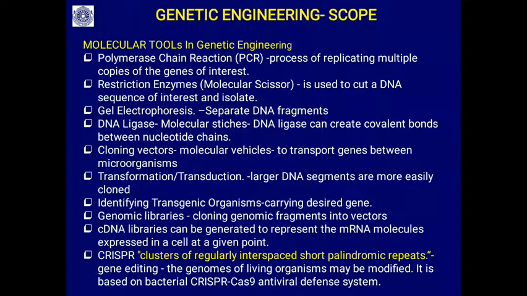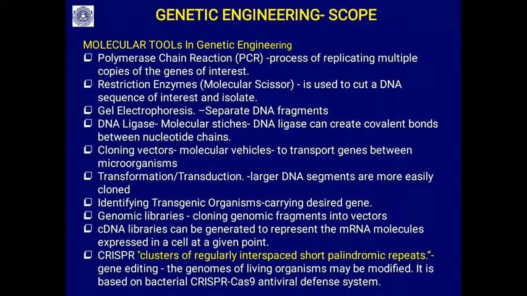Then genomic libraries. Restriction endonucleases are useful in creating genomic libraries. So we need not isolate a gene of interest, we can just approach a genomic library, which will provide the gene of interest. This is how the technology improved. cDNA library, similar to genomic libraries, you can see.